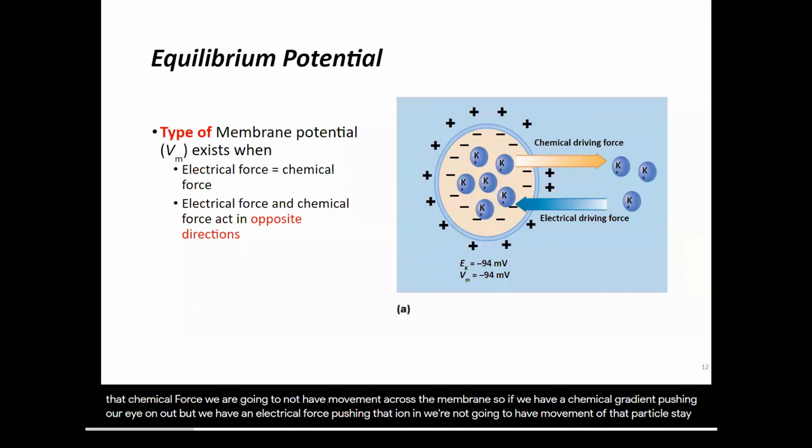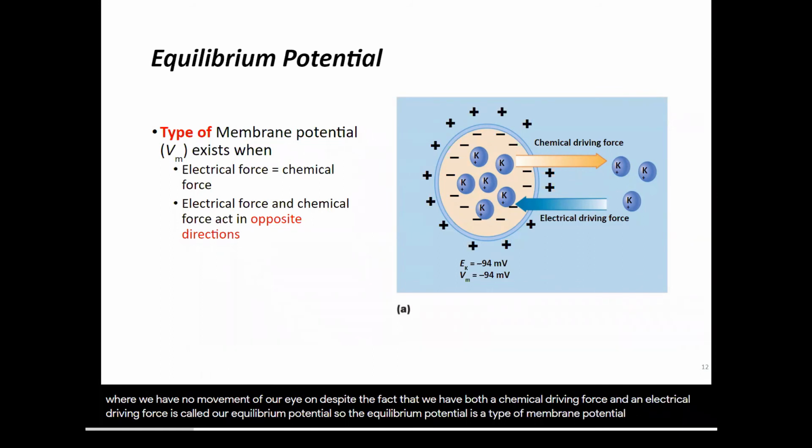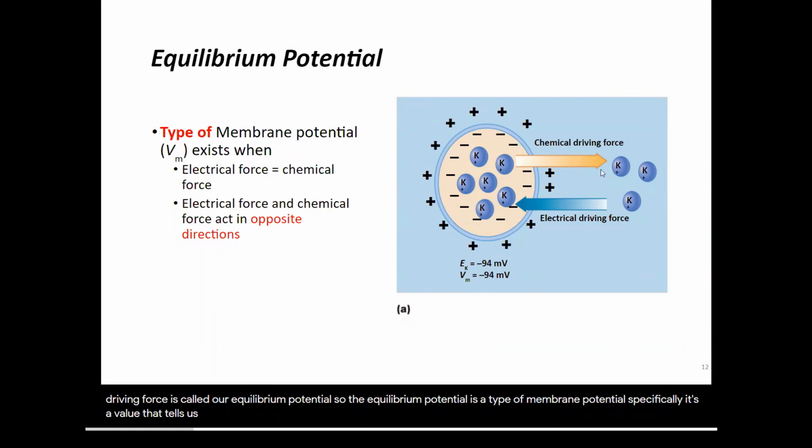So this state where we have no movement of our ion, despite the fact that we have both a chemical driving force and an electrical driving force, is called our equilibrium potential. So the equilibrium potential is a type of membrane potential. And specifically, it's a value that tells us when the chemical driving force is completely equivalent to the electrical driving force. So if the chemical driving force exactly opposes the electrical driving force, we're at the equilibrium potential.